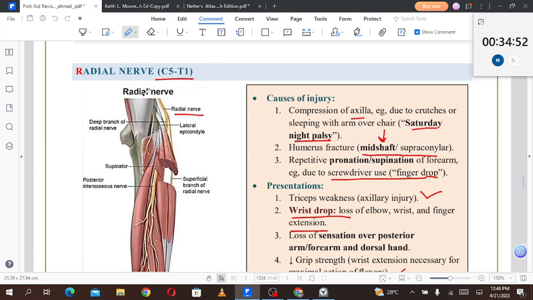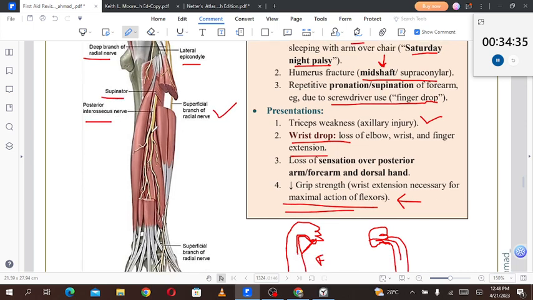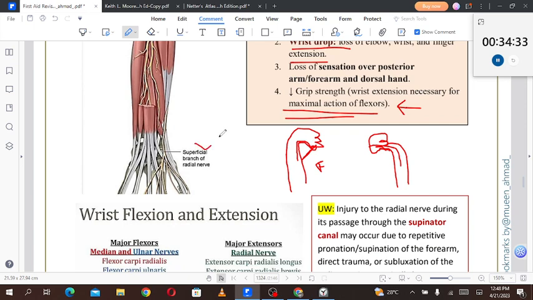It is coming from behind the arm to the extensor compartment of the forearm. Here it is the lateral epicondyle, then the deep branch of the radial nerve, then the supinator muscle is over there, the superficial branch of the radial nerve, posterior interosseous nerve, and then we have the superficial branch of the radial nerve.